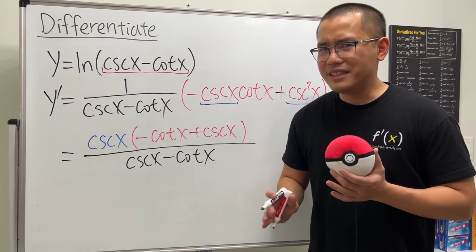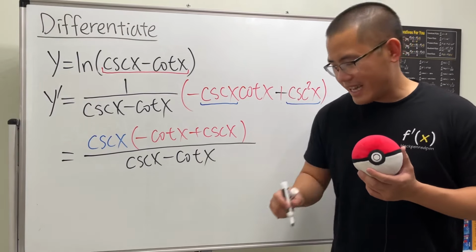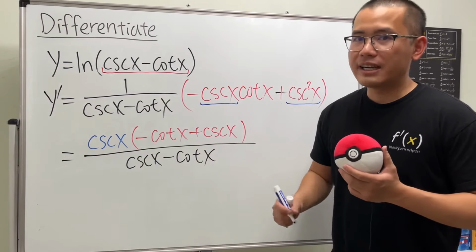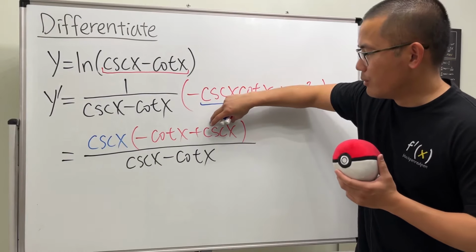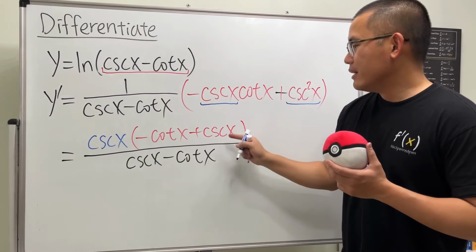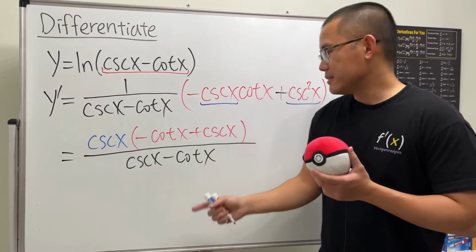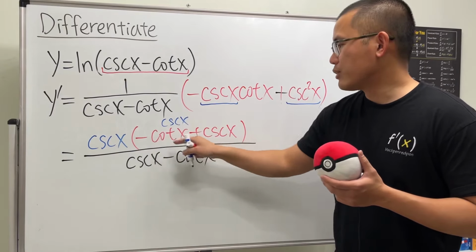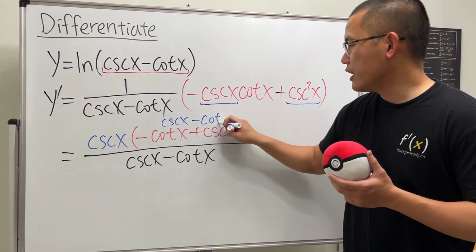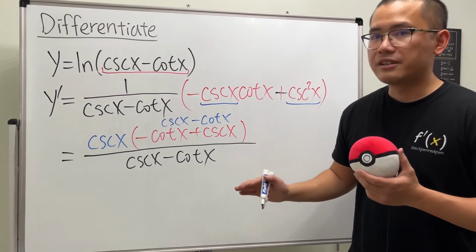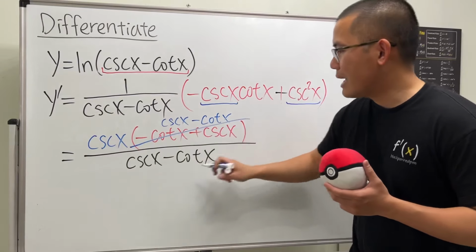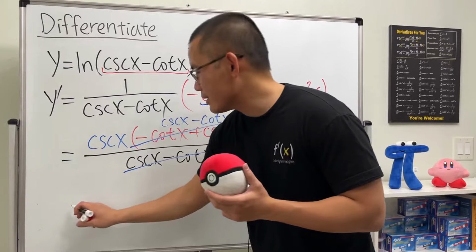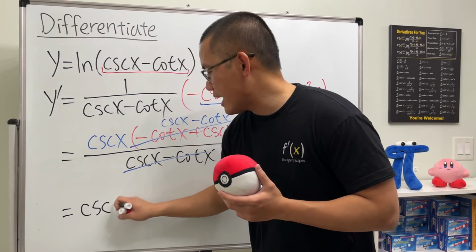And we see if there's anything that we can do. Yeah, because if you look at this and that, they are exactly the same thing because you can just move the order around, right? You don't even have to factor out any negative signs because here we have cosecant x and this right here is the minus cotangent x. This and that are exactly the same thing. So you can just cancel them out completely. And the final answer is just that, which is cosecant x.